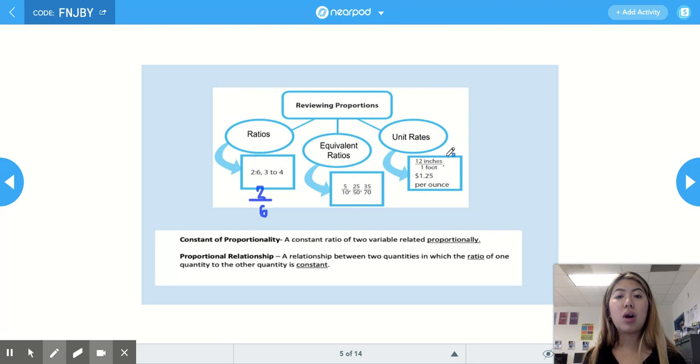And unit rates are ratios with a denominator of 1. So for example, we have 12 inches over 1 foot. So our bottom number, our denominator, is 1. And then for $1.25 per pound, if we wrote that as a fraction, it'd be 1.25, or 1 and 25 hundredths over 1.